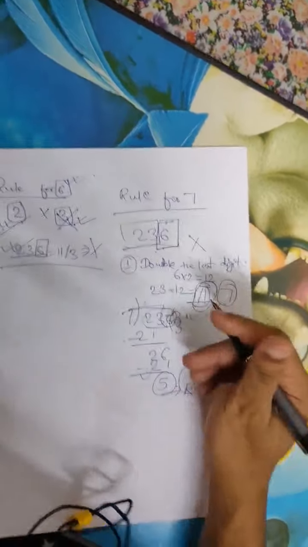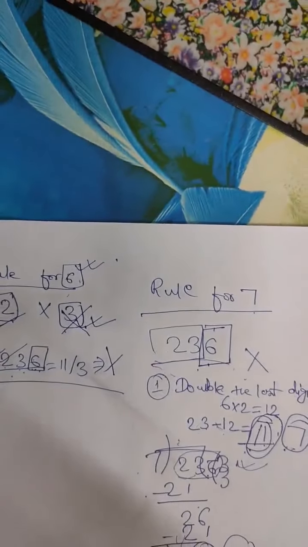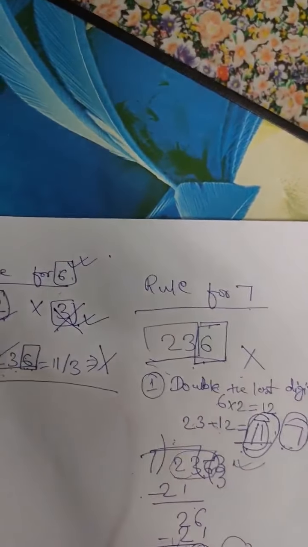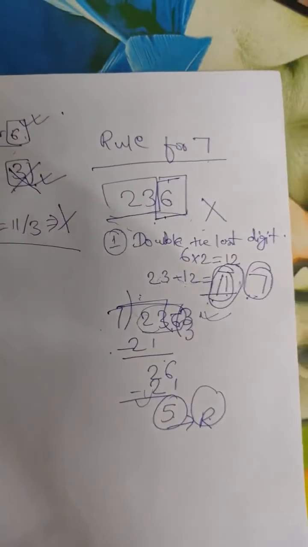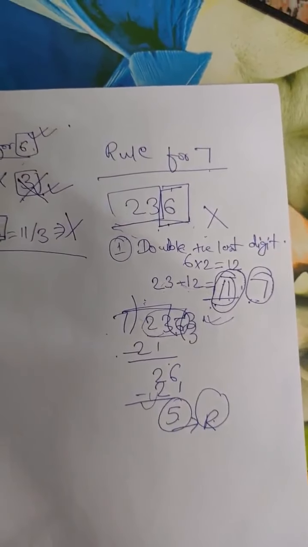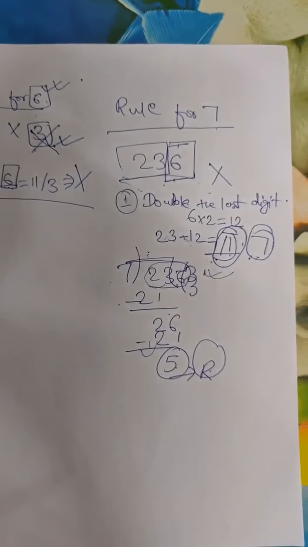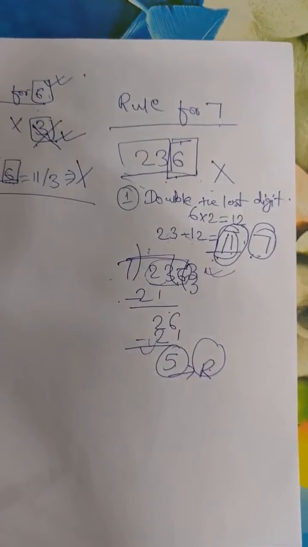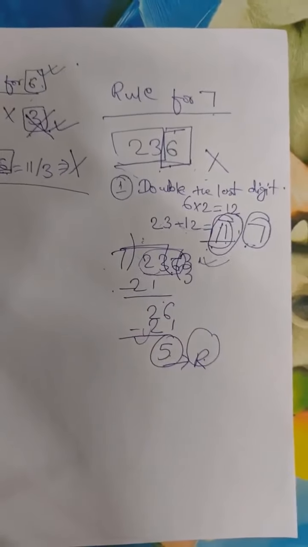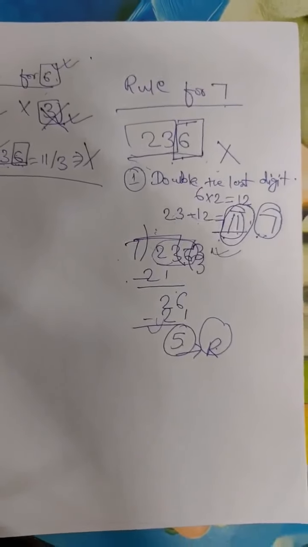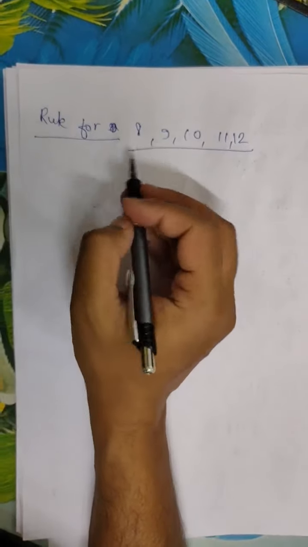So the divisibility rule is, again I'll explain because it's a unique one. Double the last digit, subtract it from the remaining number. If the subtraction result is divisible by 7 or it's 0, then the number is divisible by 7. Till 7, you have understood the rules.